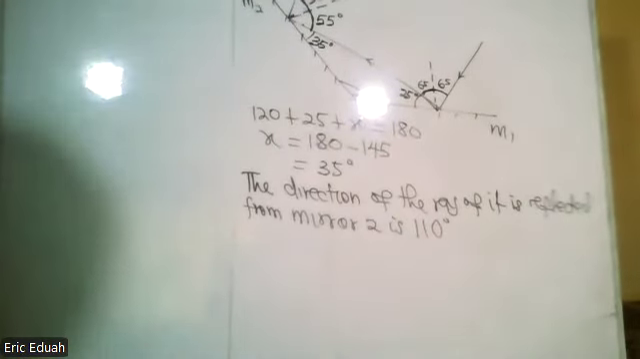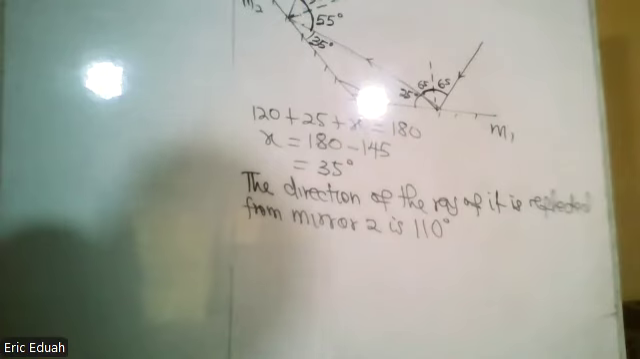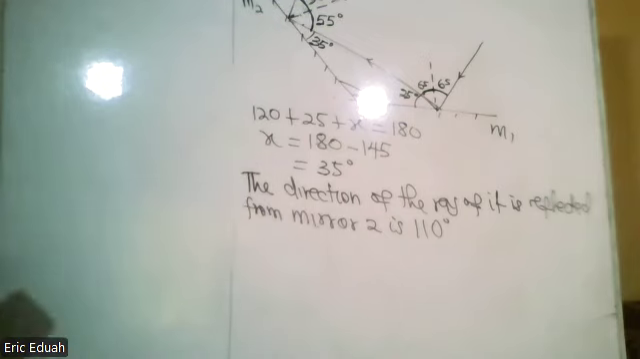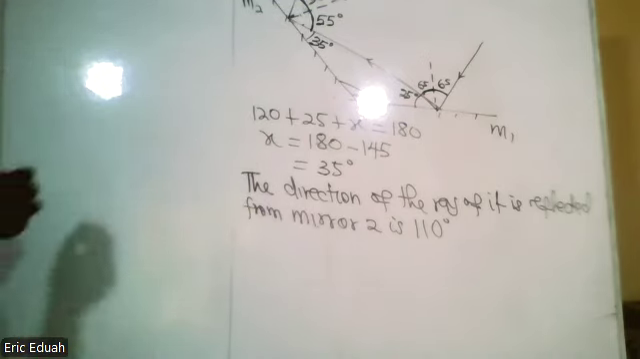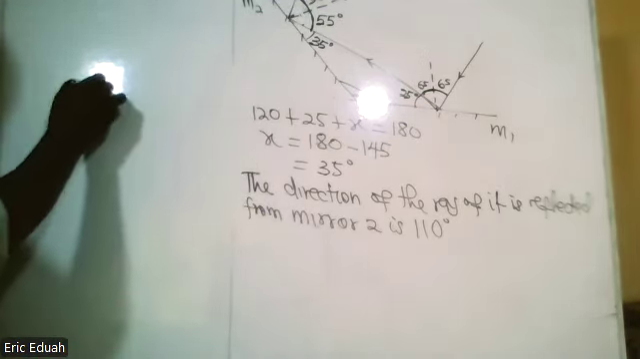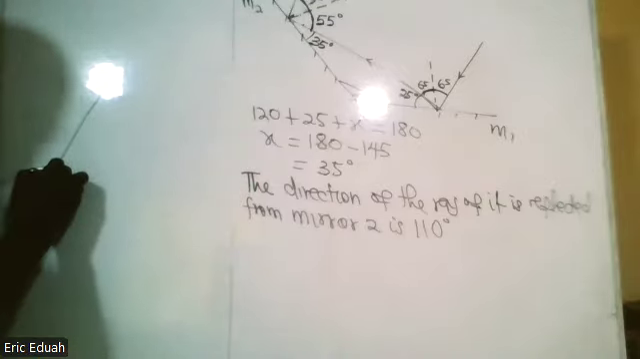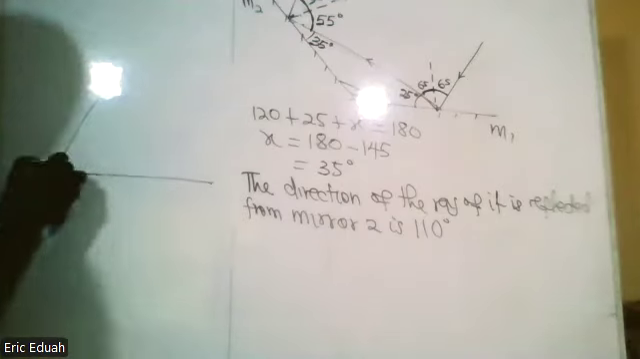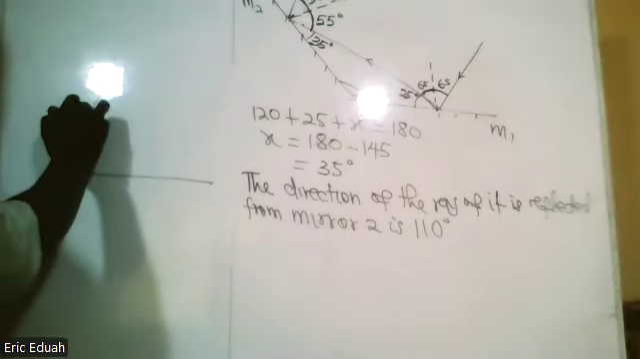Then the second question: if a light ray strikes the horizontal mirror as shown. Let me draw the mirror. Two mirrors inclined at theta.